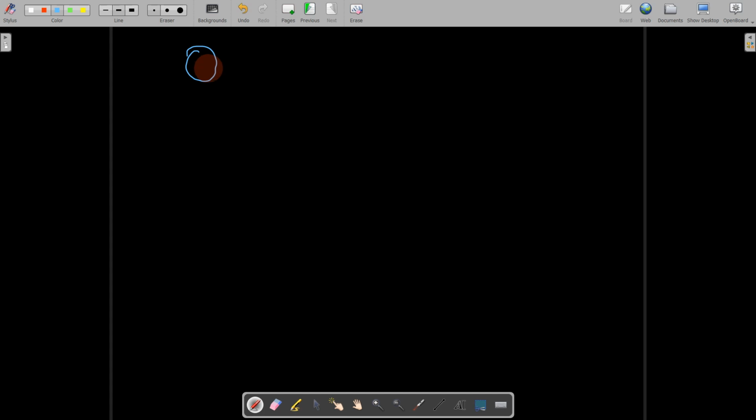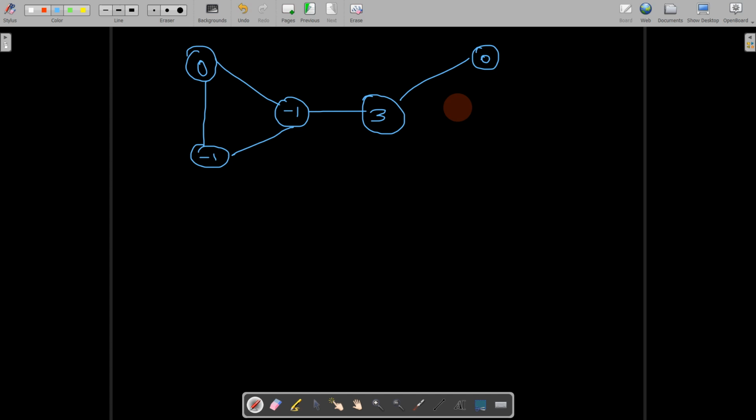So we will have 0, -1. We will have -1. We will have 3 over here. We will have 0 and 0. Okay. Now look, if this node sends money to all the three nodes it is connected to, then this node will not become negative. So that was the goal, right? This was the second move.